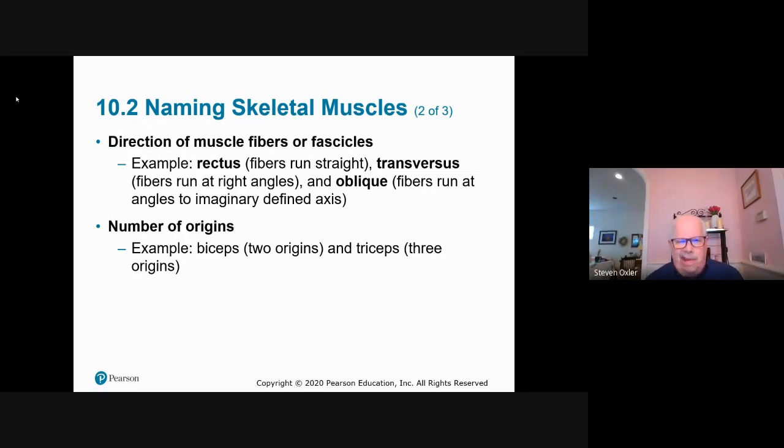It also can be named from the number of origins. The biceps, bi meaning two, has two origins. The triceps, meaning three, has three origins. And the quadriceps has four origins.